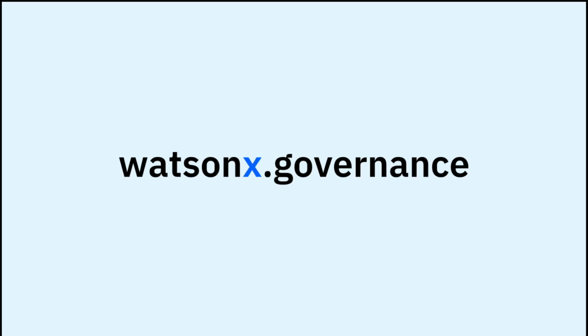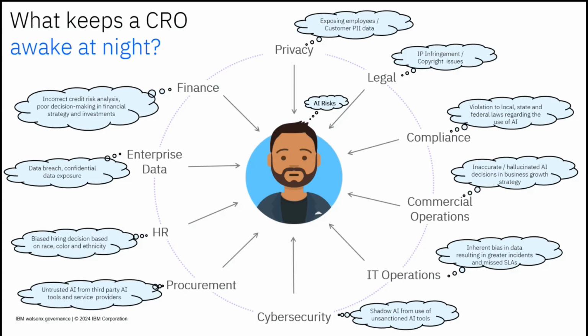Now let's talk about governance. What keeps a chief risk officer up at night relating to generative AI? And you don't necessarily have to be a CRO. What are your thoughts and concerns about generative AI? Maybe they relate to some of these statements in the thought bubbles. And those concerns are categorized under explainability, ethics, bias, and trust.